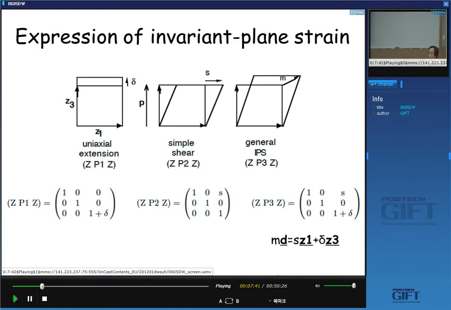So I want to describe that invariant plane strain in matrix form. What will be the most convenient, most simple way to express this invariant plane strain? How should we take the basis to simply express the invariant strain? What should be our choice?